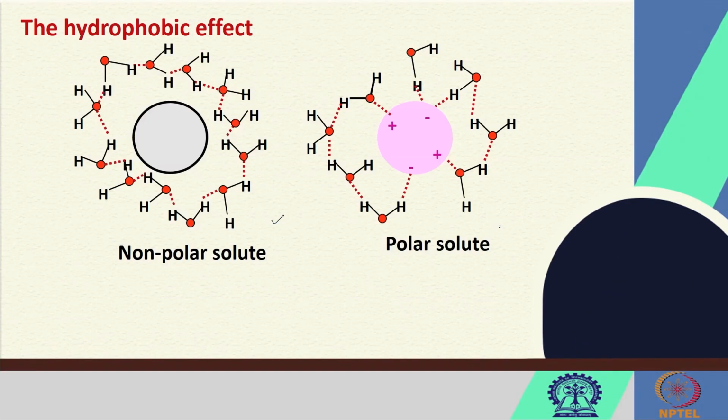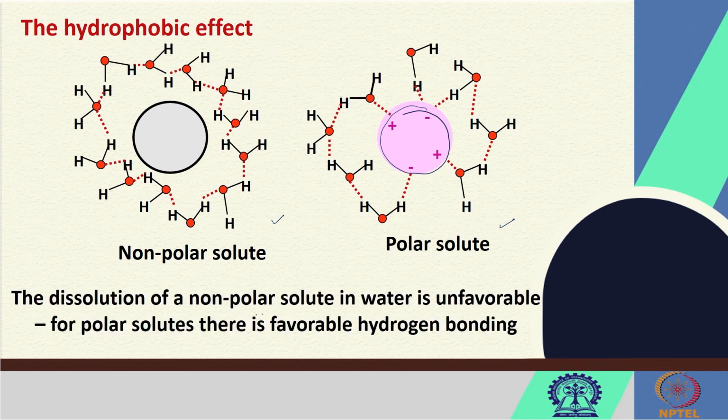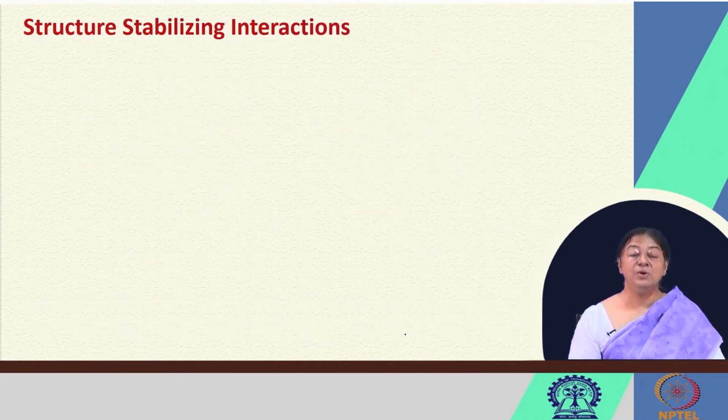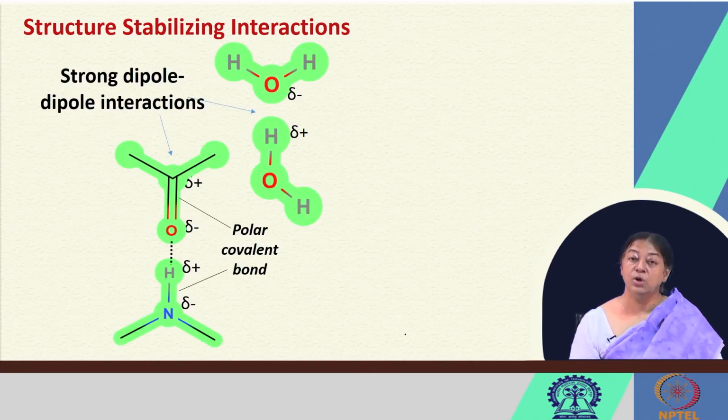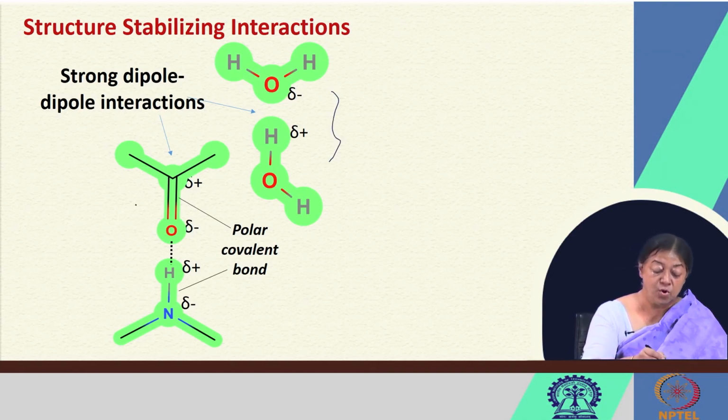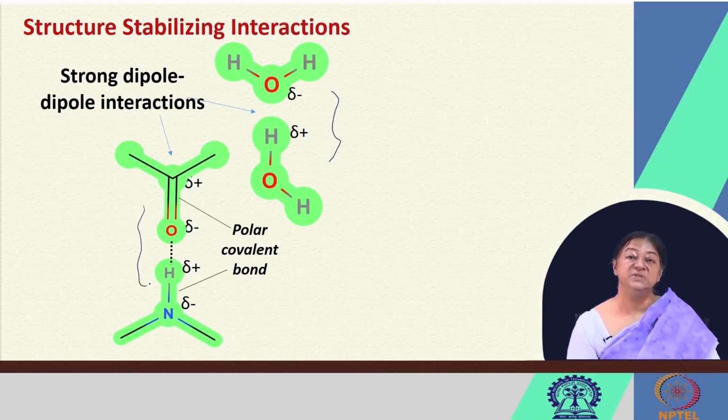When we look at a polar solute, we know that the polar molecule or the polar moiety itself has hydrogen bonding capability with the water molecules. So, the dissolution of the non-polar solute in water is unfavorable, and for polar solutes we have favorable hydrogen bonding. When we look at the other structure stabilizing interactions, we see that there are strong dipole-dipole interactions, which we would expect with the water molecules, and of course, again the hydrogen bonding that we see in the C double bond O, N-H of the peptide linkages throughout the protein.